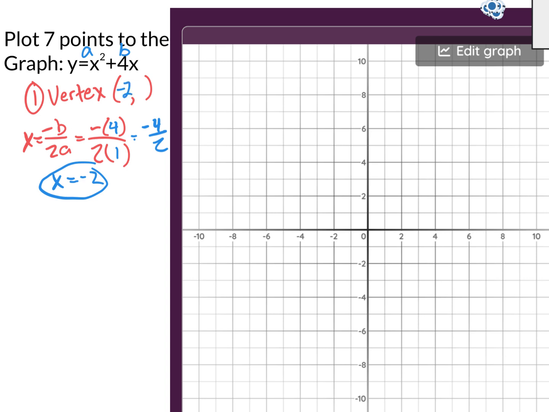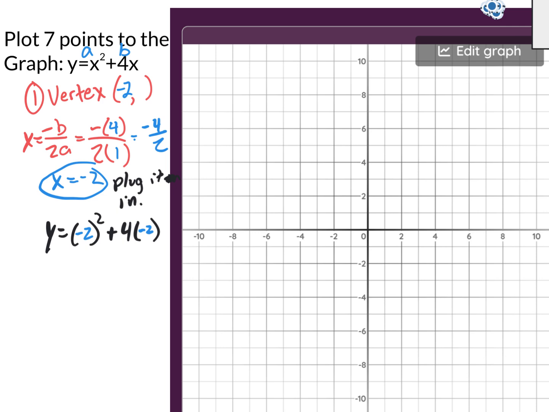So once you know the x and you want the y, how do you figure that out? Plug it in. So here we go. We're going to rewrite it. Y equals x squared plus 4x, and there is no c value, and you are plugging in a -2 into those parentheses.